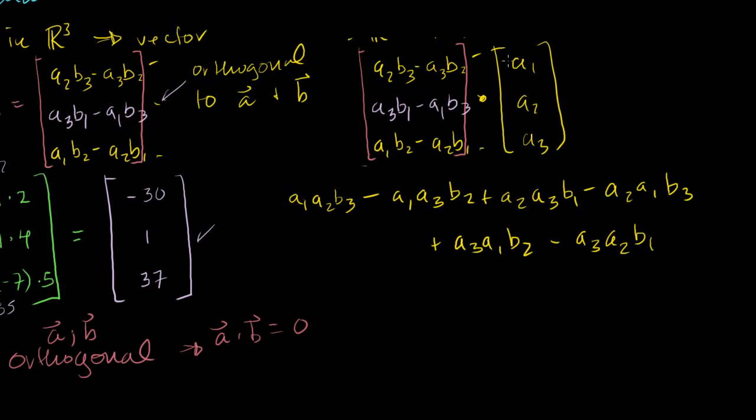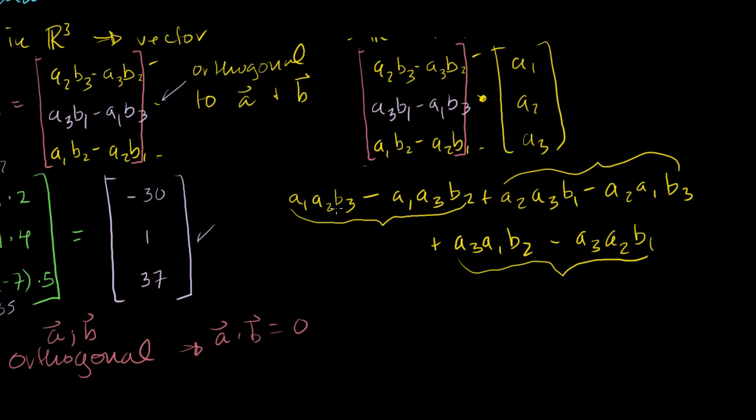All I did is take the dot product of these two things. This guy times that was equal to those two terms. That guy times that was equal to the next two terms. And then this guy times that was equal to those two terms. And if these are really orthogonal, then this should be equal to 0. So let's see if that's the case.